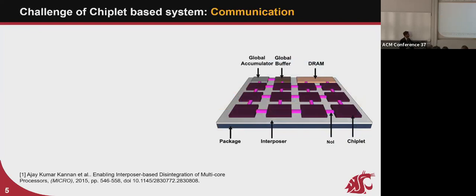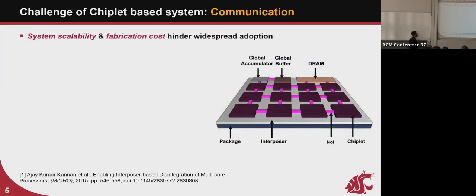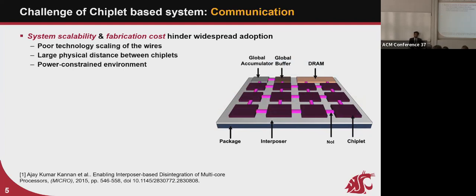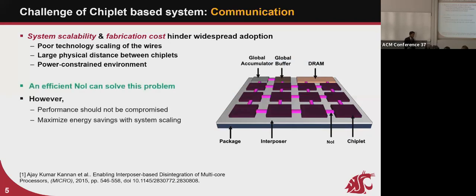where it is highlighted here, one of the toy examples for chiplet, where system scalability and fabrication costs actually hinder the widespread adoption, where the obvious reasons are poor technology scaling as the wire length increases. We have larger physical distance, as we can see by these pink nodes, and it's overall a power constrained environment. However, an efficient NOI, the network on interposer, can solve this problem. But we need to have this idea baked in, which is performance should not be compromised. And we should maximize energy saving as the system size scales, because we expect the number of chiplets to increase.